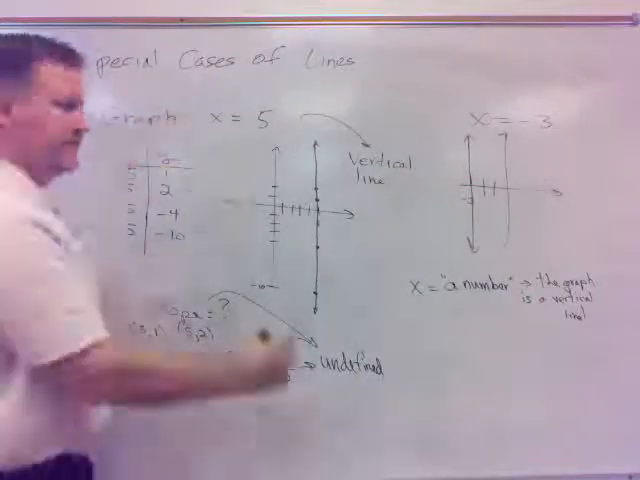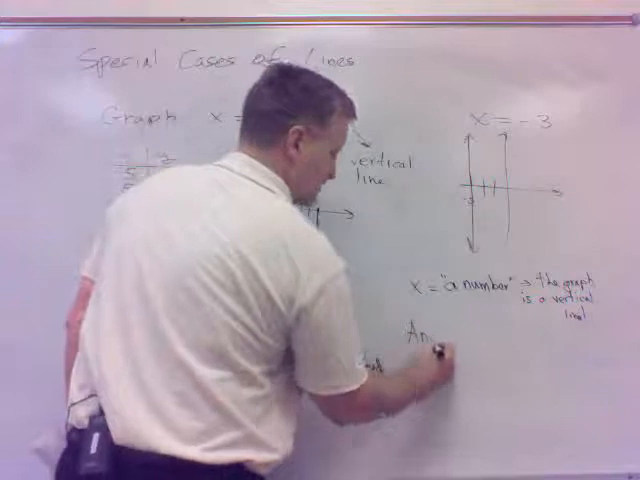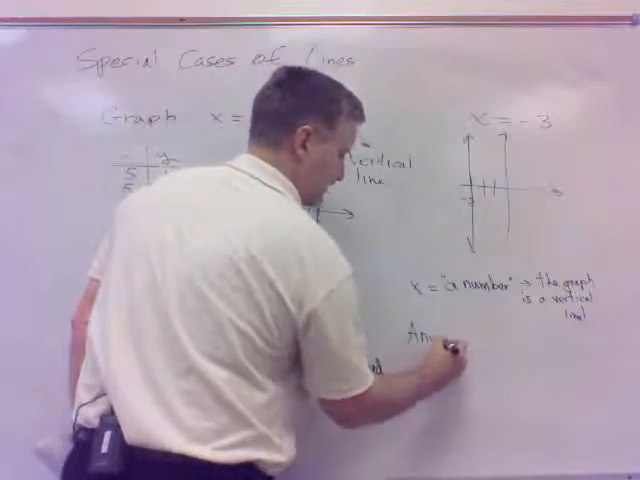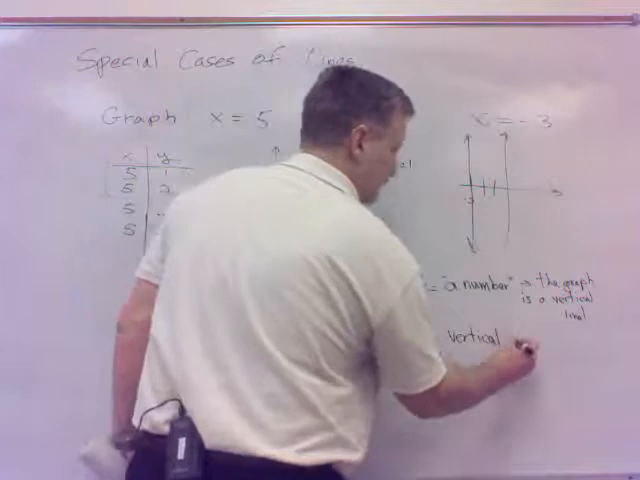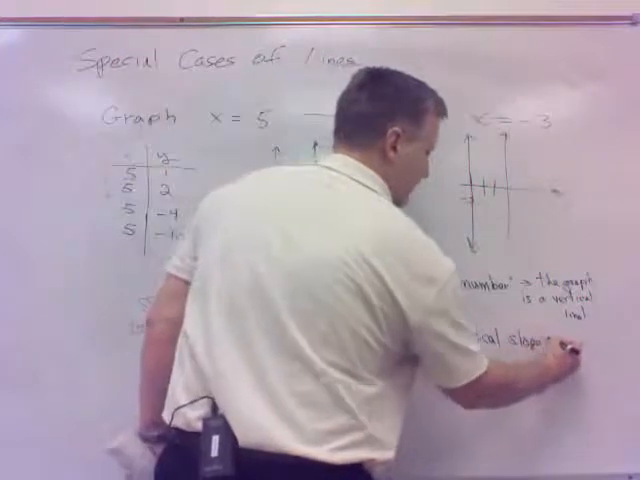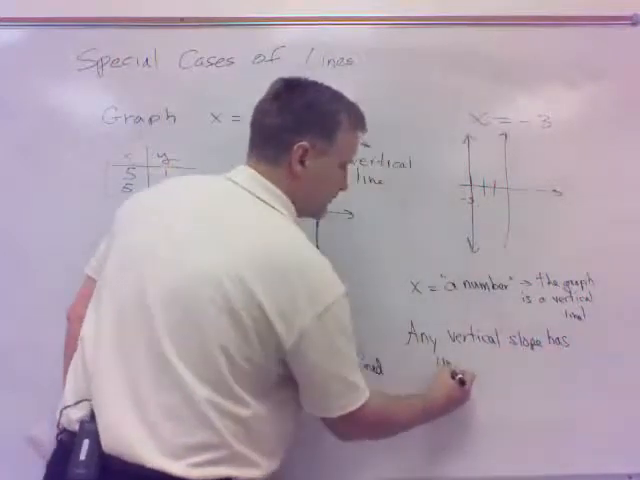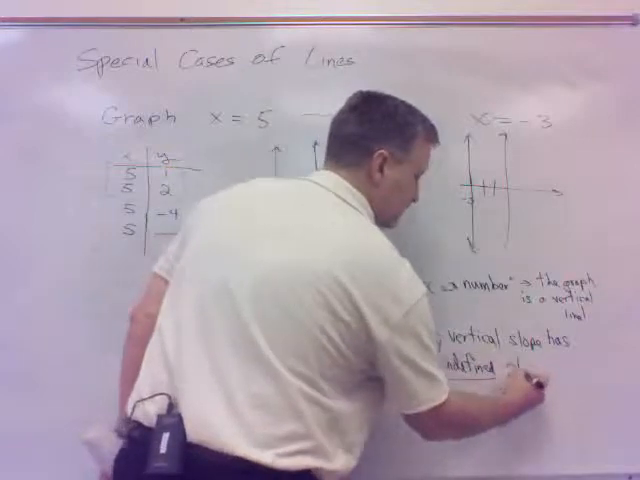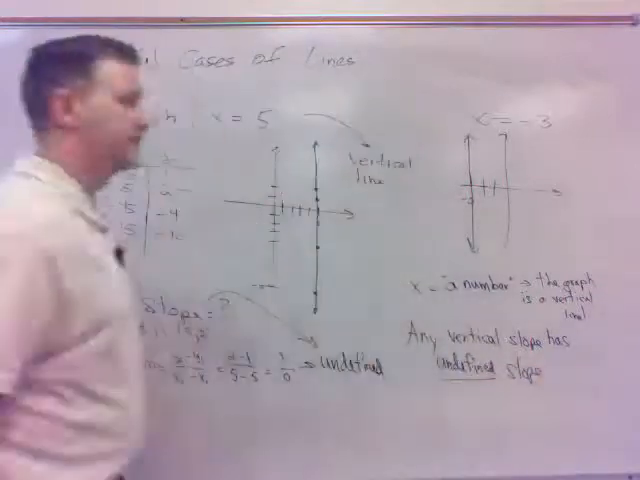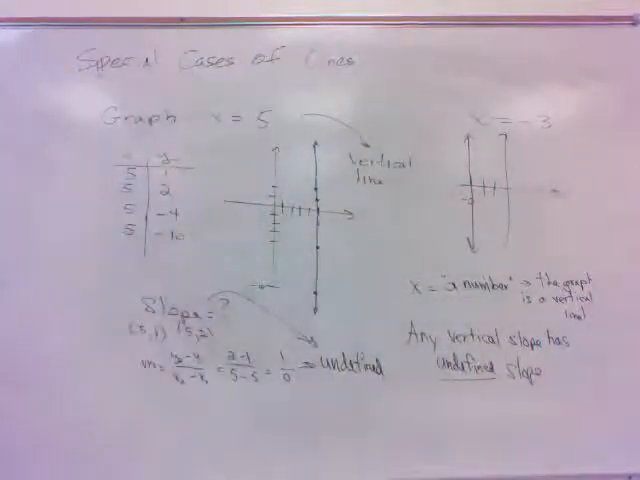All right? So any vertical line has, guess what? Slope is undefined. Any vertical line has undefined slope. So it's a vertical line, it has undefined slope. All right? So that's the first special case, the vertical lines.